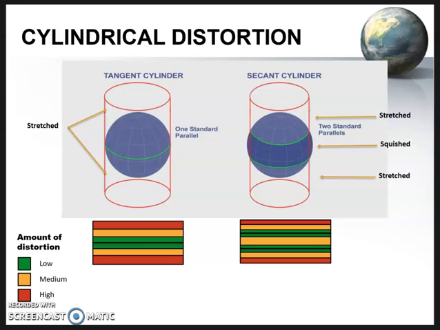Here we can see some distortion that can occur with cylindrical projections. The red areas are high areas of distortion, with the yellow medium and the green low. So we can see that the low levels of distortion are at the prime meridian, one standard parallel, and then we have the secant, the two standard parallel cylindrical projection, and then of course at the poles you have the higher distortion.